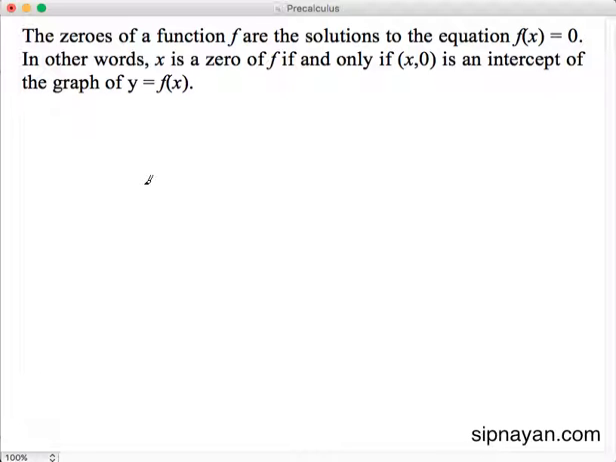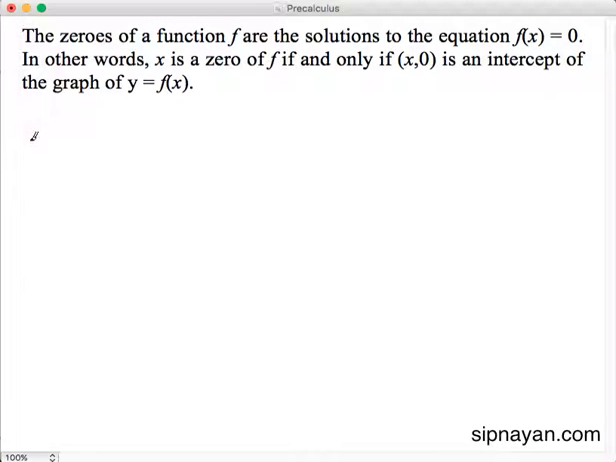Unahin muna natin yung unang sentence. Sabi niya, the zeros of the function f are the solutions to the equation f of x equals 0. Ibig sabihin, isa-set natin yung f of x equals 0 and then we look for the value of x. Ano ang input that will make the output 0? Ito yung sabihin nito.